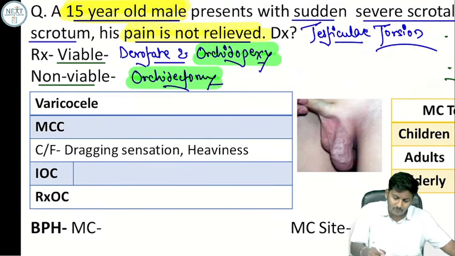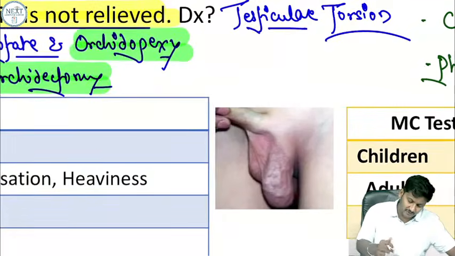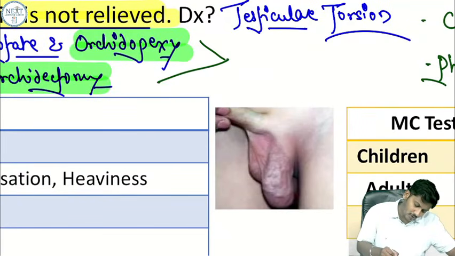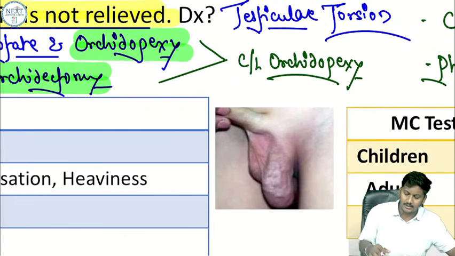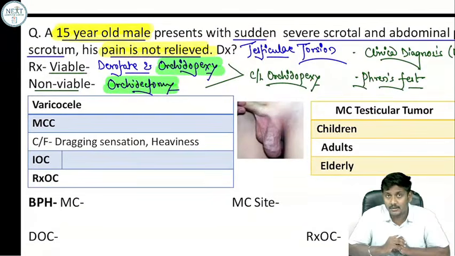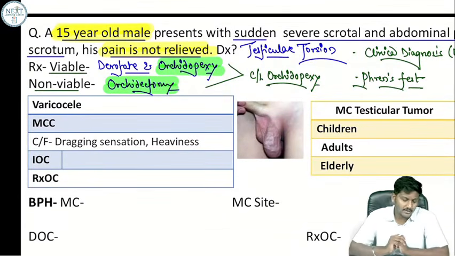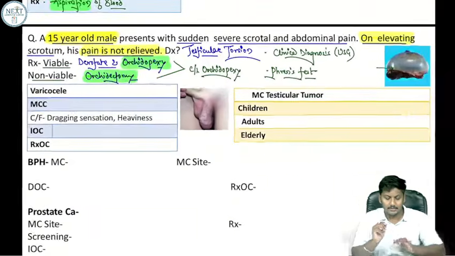Now, whether you perform an orchidopexy or orchidectomy in the affected testis, I hope all of you are quite aware that on the opposite or contralateral side, you have to immediately do an orchidopexy. In the same sitting or the same surgery, make sure that you also fix the opposite sided testis. Otherwise, the patient will have a risk of opposite sided testicular torsion. That is the reason. Clear?